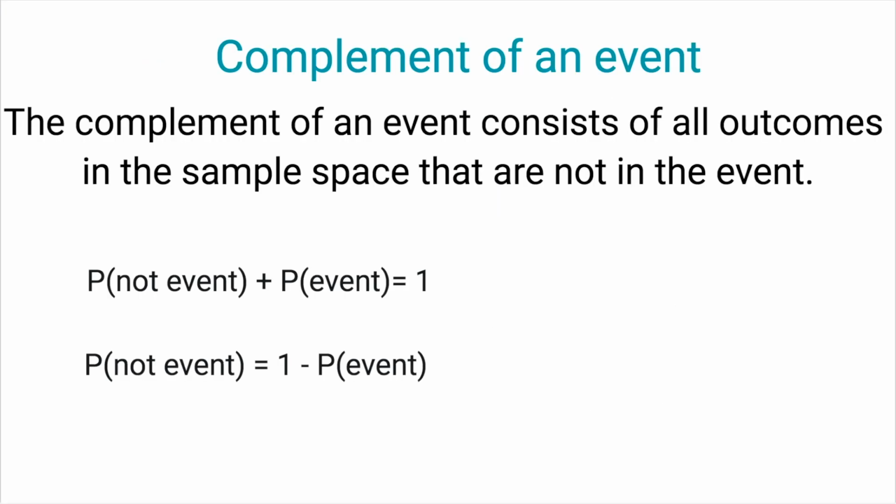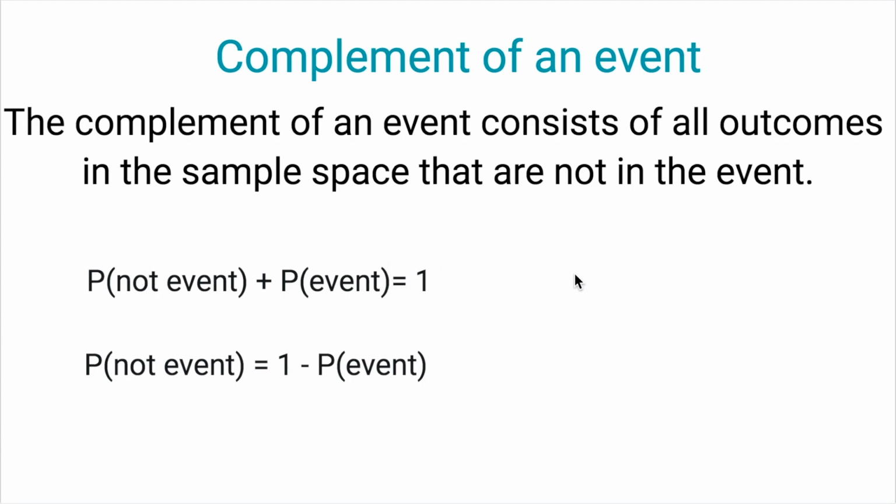The final concept we're going to look at is the complement of an event. The complement of an event consists of all outcomes in the sample space that are not in the event. Another way to think about this, the complement is pretty much what you don't want. Those are the events you don't want. So if you want to calculate the probability of the events that you don't want, you can subtract 1 minus the probability of the things that you want, the favorable outcomes. The sum of the probability of not event plus the probability of event, the sum of those 2 probabilities should always be equal to 1.